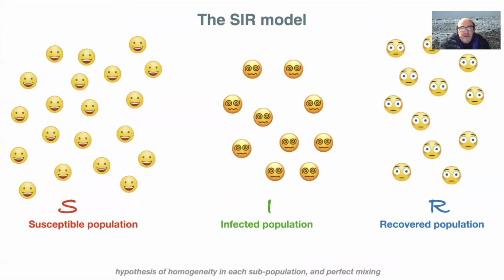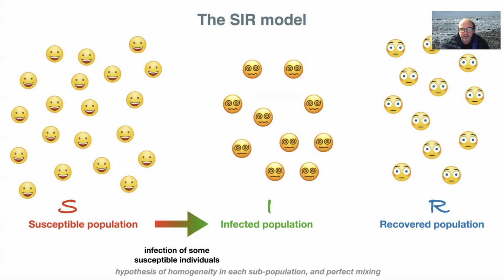So what is an SIR model? SIR means susceptible population, infected population, and recovered population. The susceptible are just the population which is waiting, which is happy. Infected is the population with the disease, and recovered is a population that is now recovered and cannot be infected again. There is also a hypothesis of homogeneity of each subpopulation.